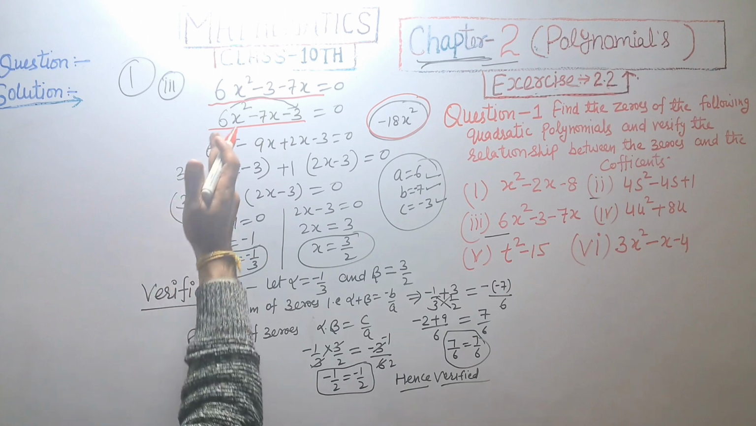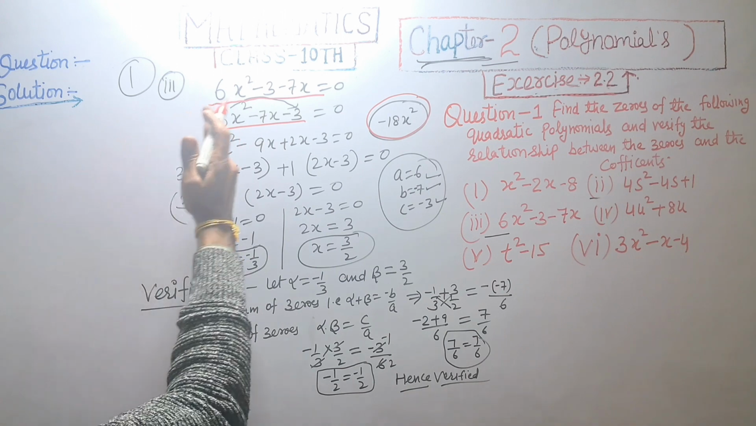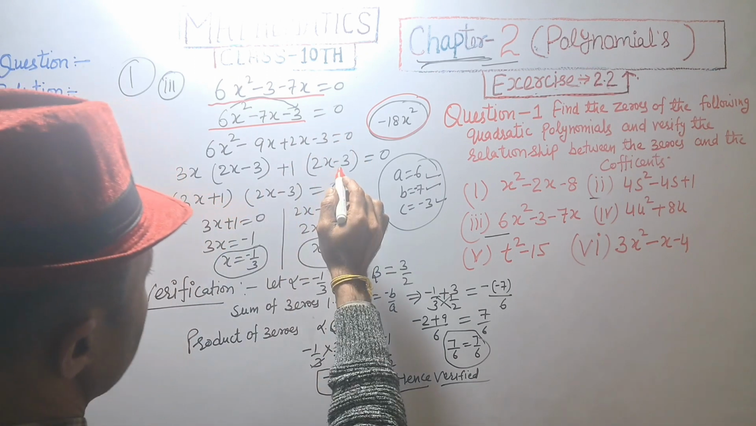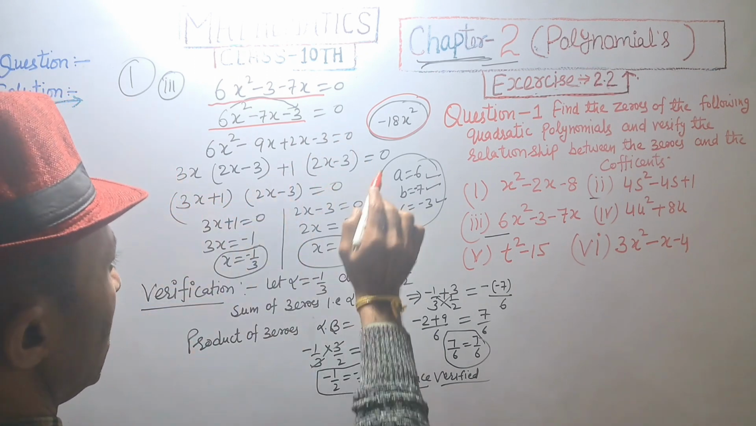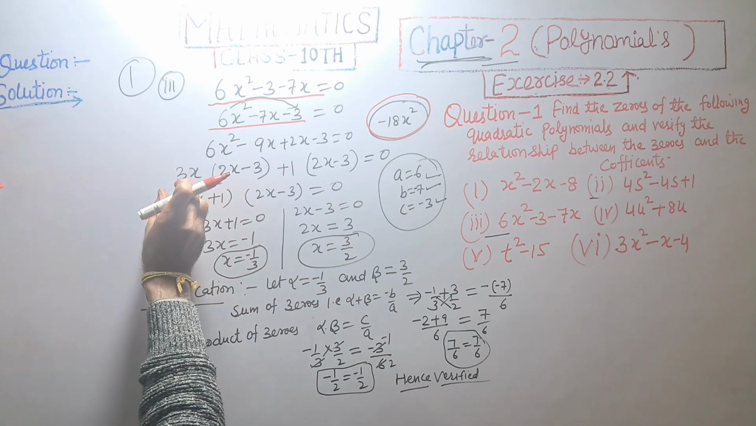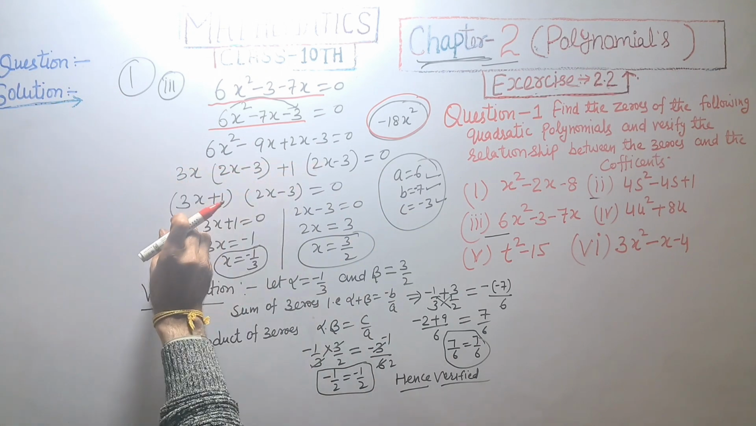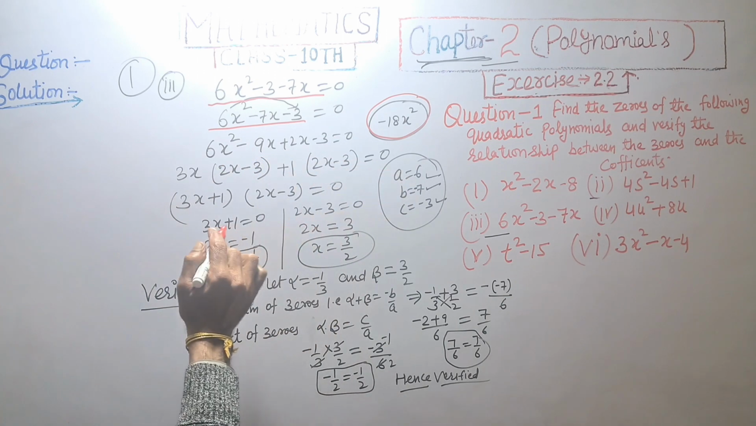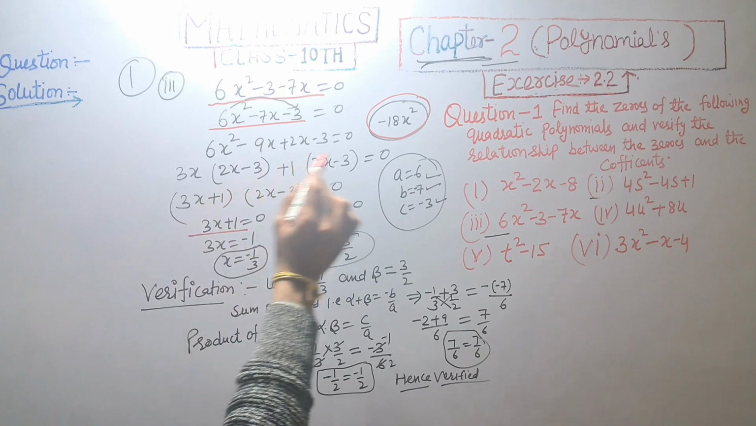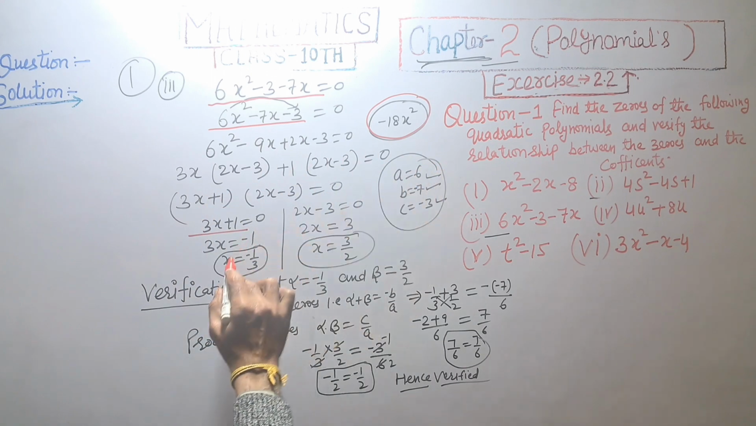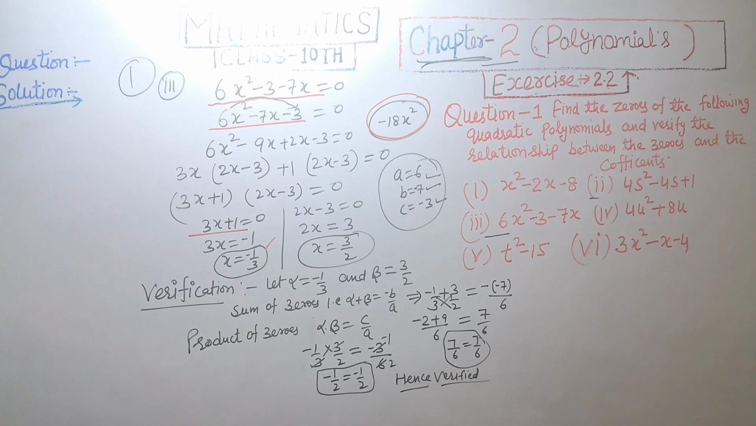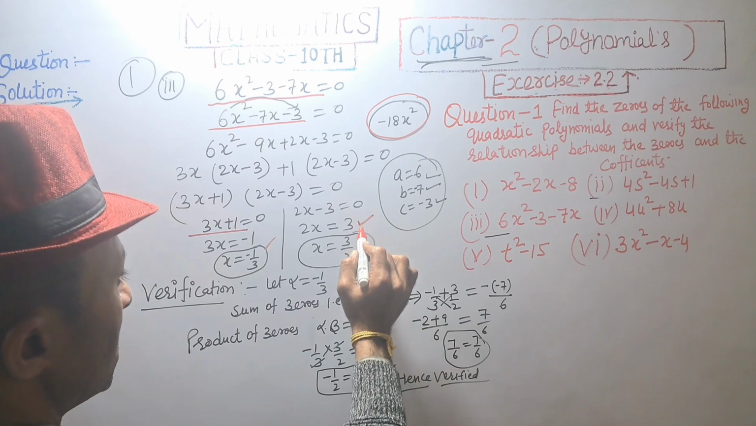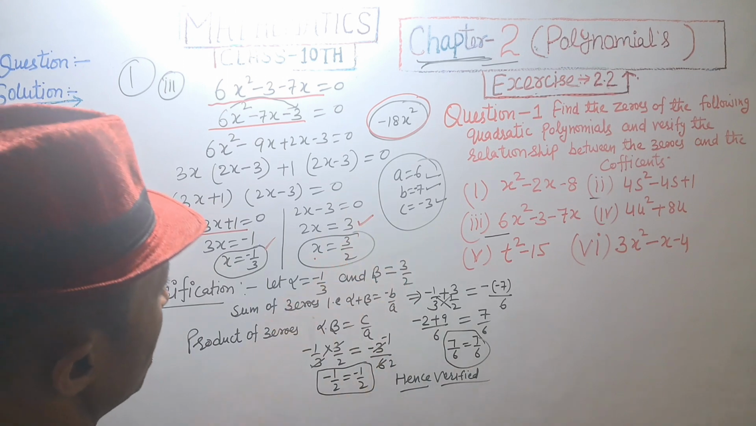Minus 9x plus 2x equal to minus 7x. We are taking common 3x and in bracket 2x minus 3, and 2x minus 3 in bracket, but 1 is common, is equal to 0. So 3x plus 1 and 2x minus 3 equal to 0. 3x plus 1 equal to 0 means 3x equal to negative 1, x equal to minus 1 upon 3. And 2x minus 3 equal to 0 means 2x equal to positive 3, x equal to positive 3 upon 2.